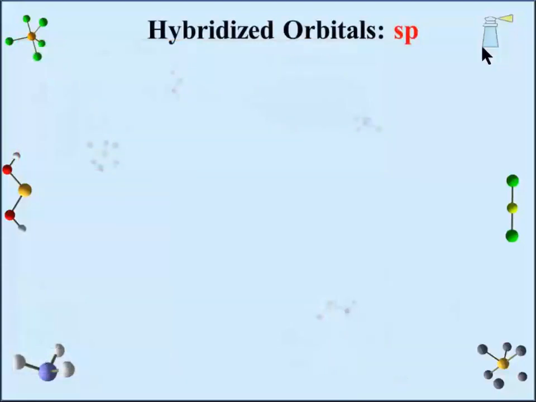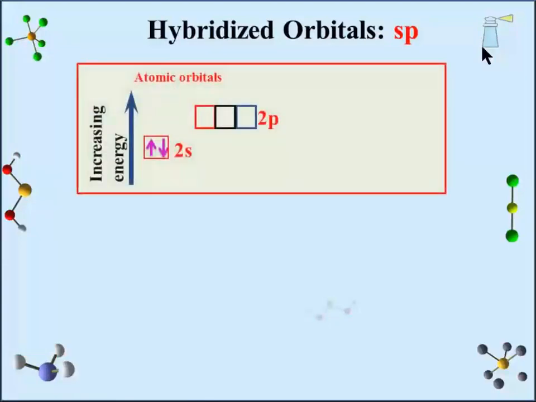Examination of the term sp tells us that we mix 1s and 1p. Here's an electronic configuration that requires the mix of a single s and single p orbital if the central atom is to make 2 covalent bonds. This configuration has both electrons in the s orbital. It does not have orbitals with single unpaired electrons in them, and therefore cannot participate in covalent bonding.